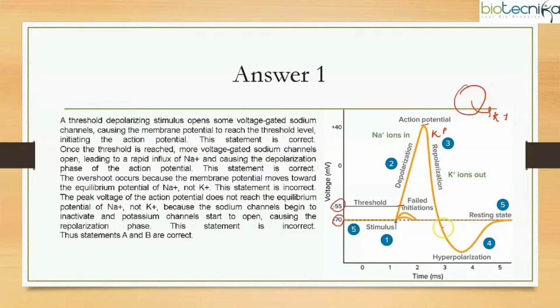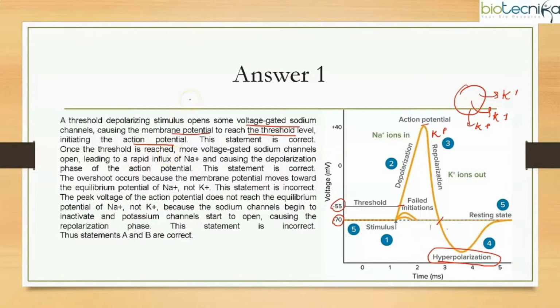As a result, it will repolarize, it will try to reach towards its resting membrane potential, and because more and more potassium channels will be opening, it will become more negative. So this is the phase where hyperpolarization will take place. Okay, so let us quickly see the statements. A threshold depolarizing stimulus opens some voltage gated sodium channels, causing the membrane potential to reach the threshold level, initiating the action potential. So this is correct.